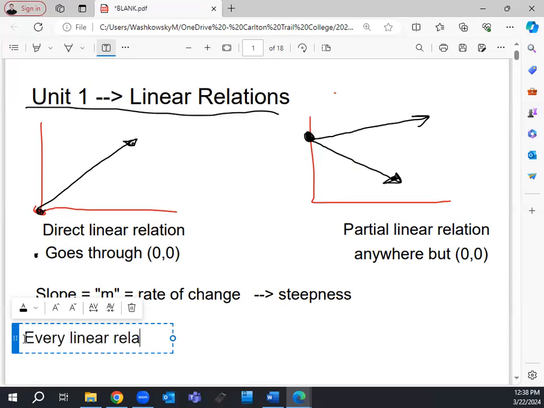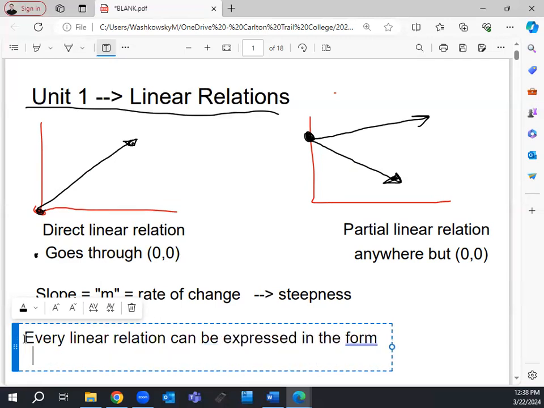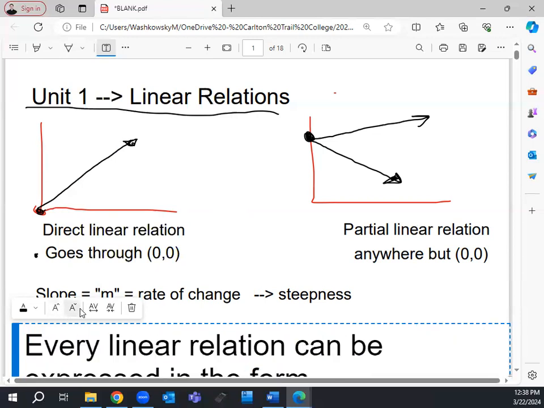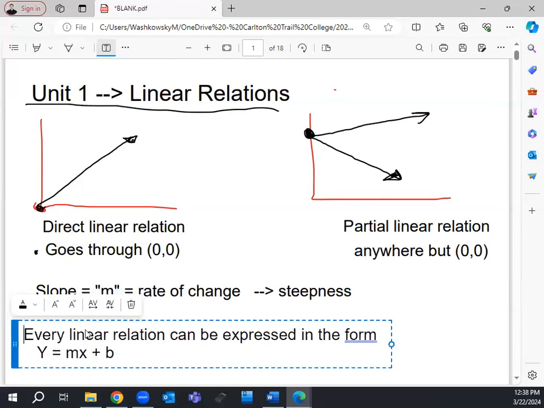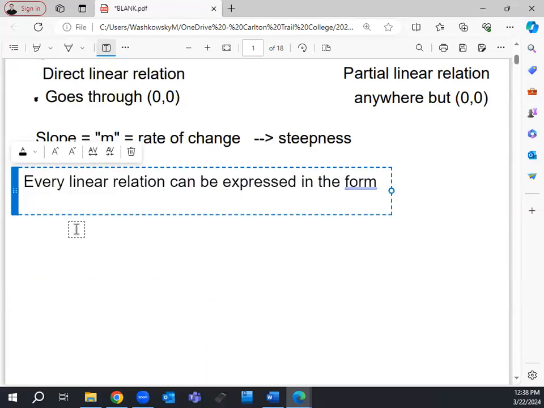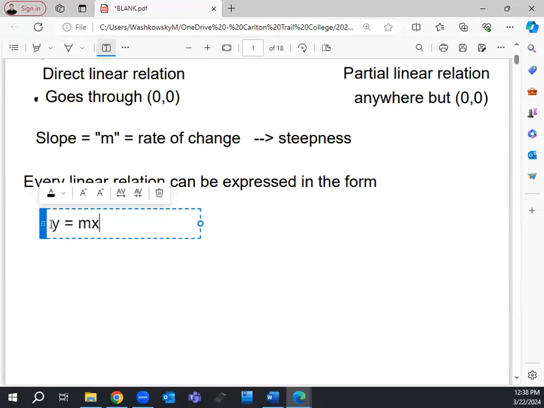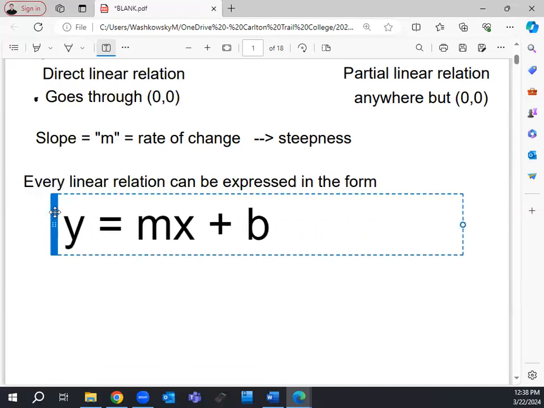So every straight line, every linear relation, we'll use more proper terminology. Every linear relation can be expressed in the form y equals mx plus b. I'm going to make that a little bit bigger.